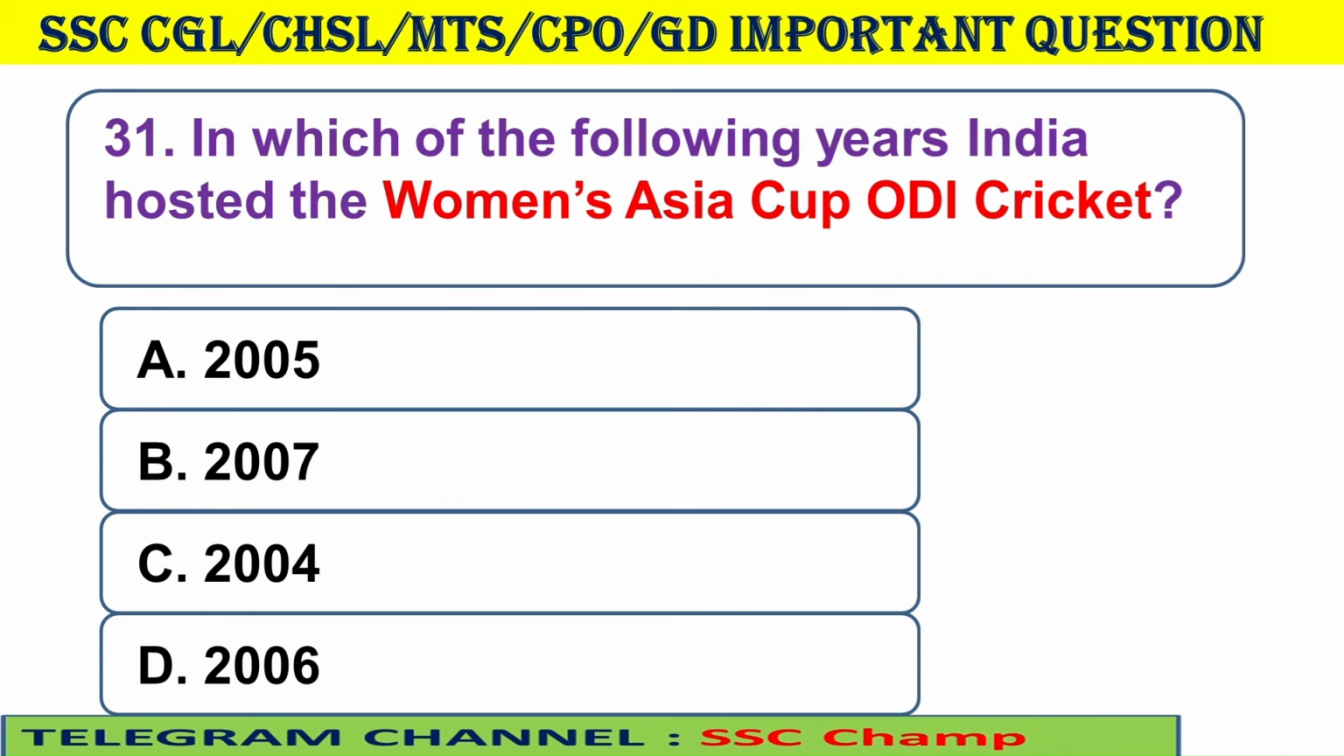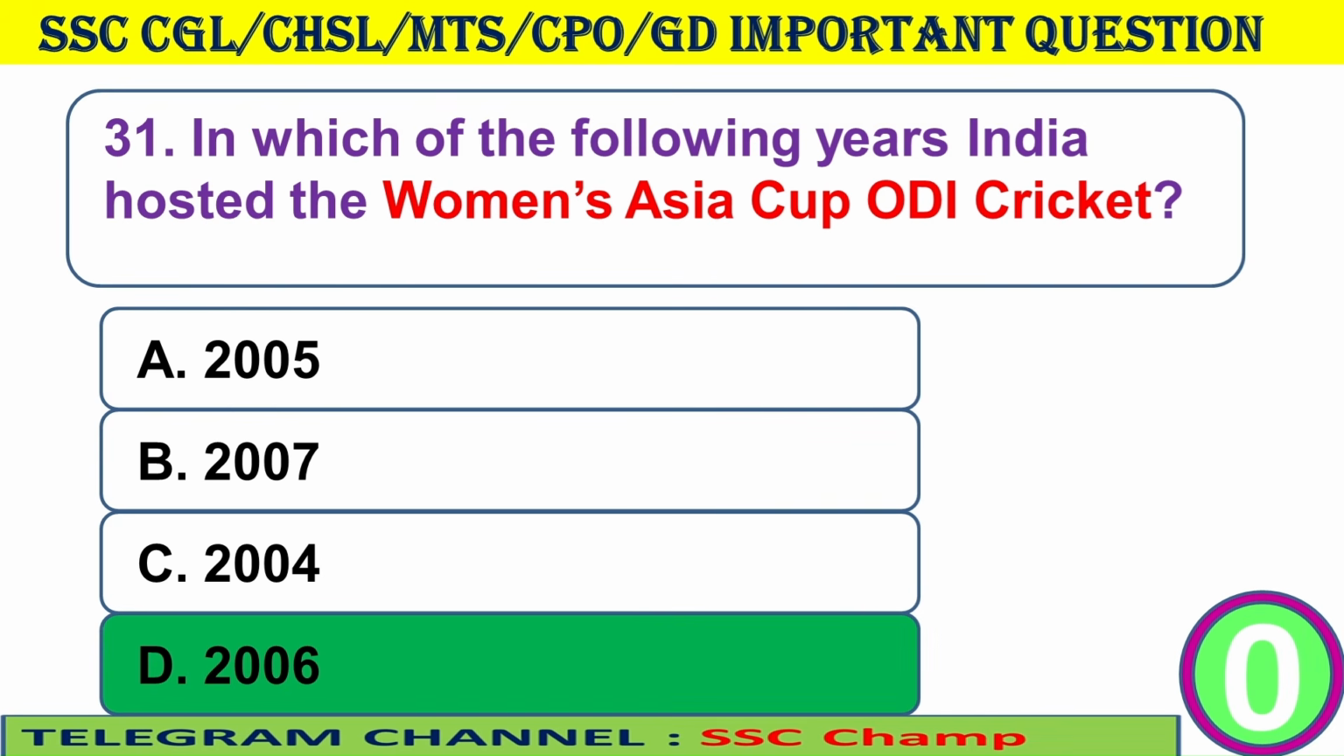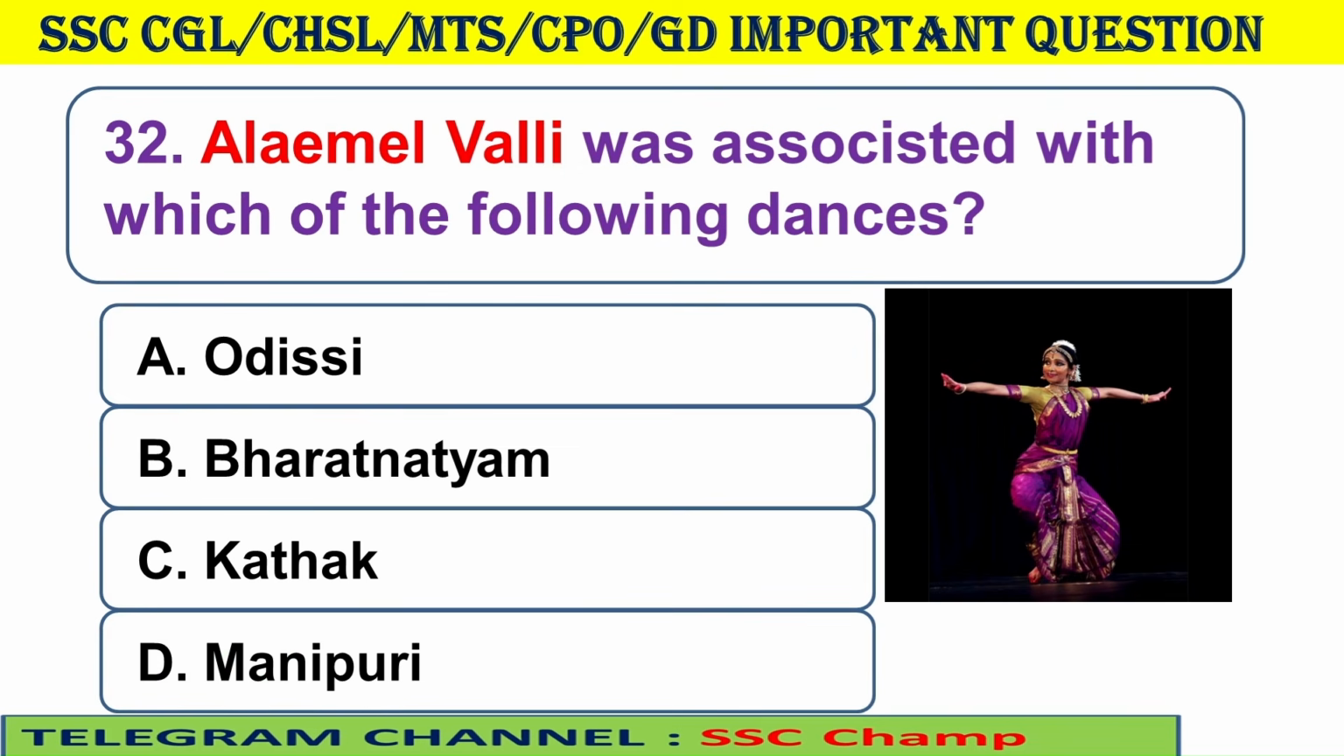In which of the following years India hosted the Women's Asia Cup ODI cricket? Option A, 2005, Option B, 2007, Option C, 2004, Option D, 2006. Correct answer, 2006. Alamel Valley was associated with which of the following dances? Option A, Odissi, Option B, Bharatanatyam, Option C, Kathak, Option D, Manipuri.